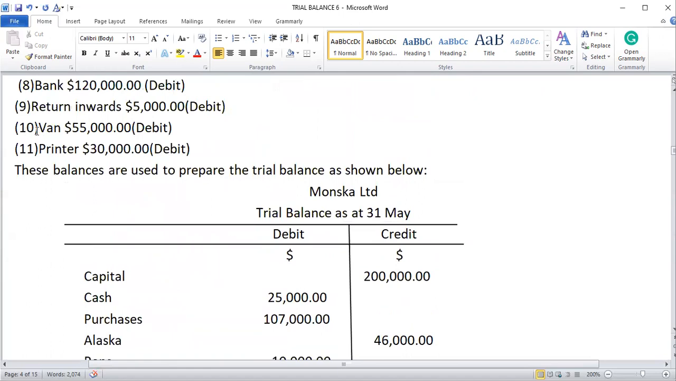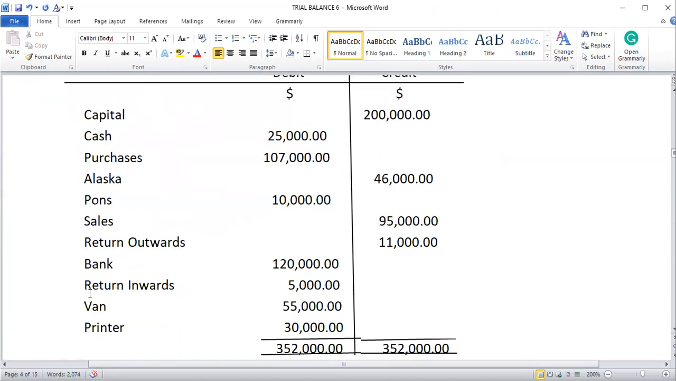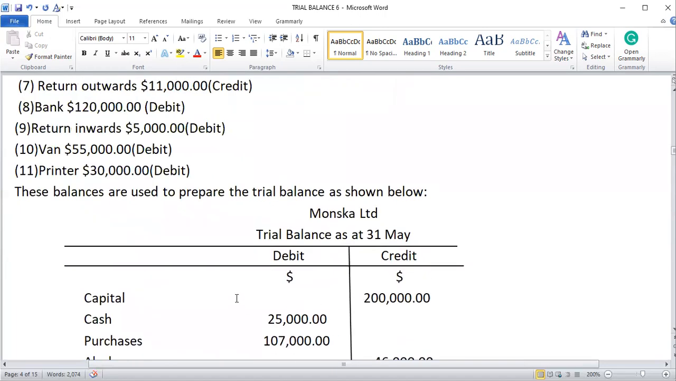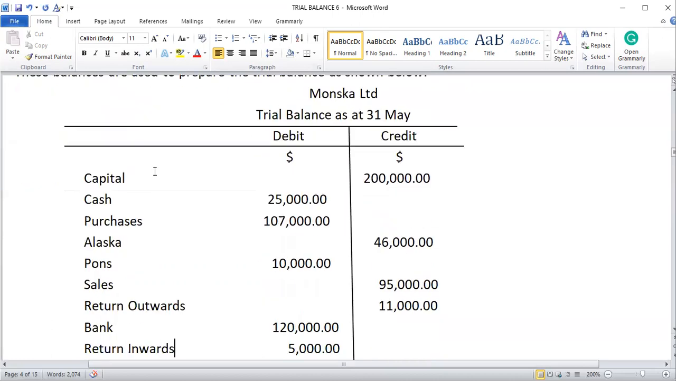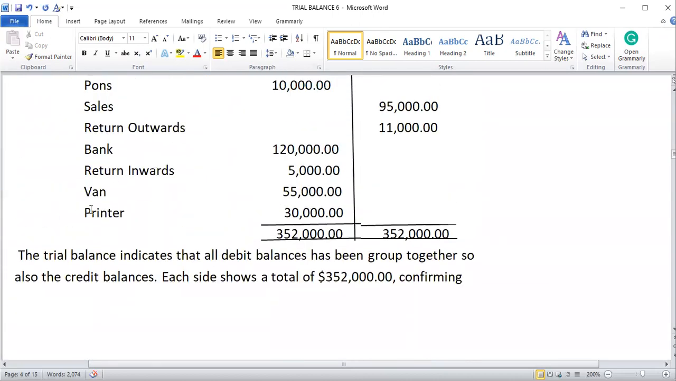Then van, $55,000 debited. So on the debit side, we have van, $55,000. Then the last transaction, that is number 11, printer, $30,000 debited. So we have printer, $30,000 debited.